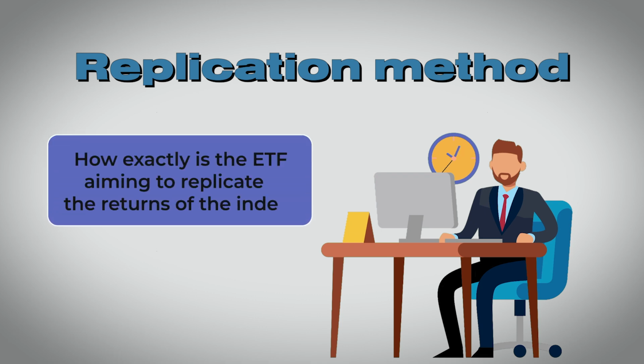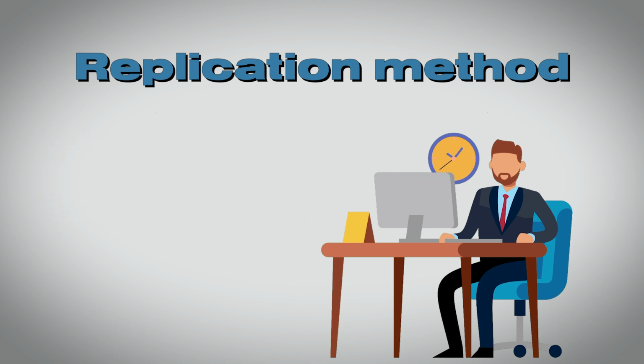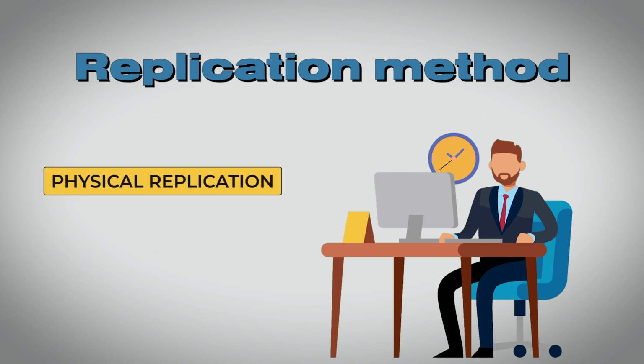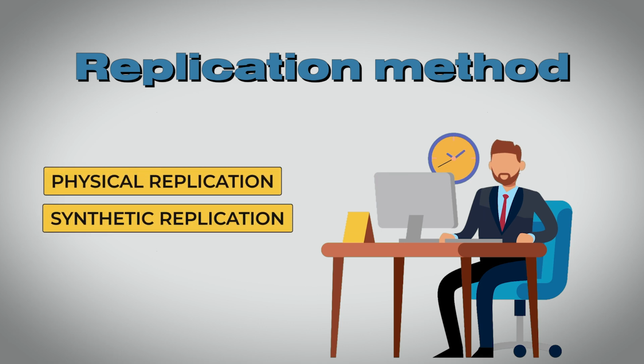Another point to consider is replication method. How exactly is the ETF aiming to replicate the returns of the index? This is broadly split into two categories: physical replication and synthetic replication. The former means the ETF actually owns the underlying assets of the index, be that all of them or a sample, whereas the latter means the ETF instead replicates the index by entering into a swap agreement with a counterparty.